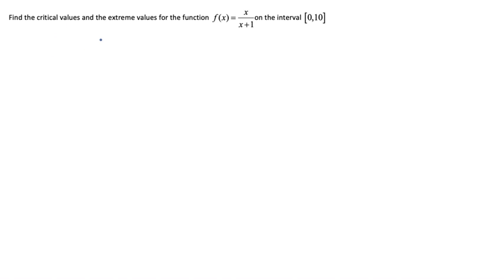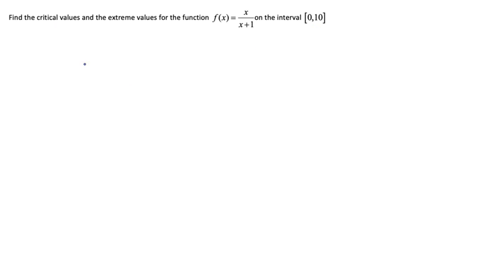Find the critical values and the extreme values for the function f of x equals x over x plus 1 on the interval 0, 10. Alright, so we want to find the critical values, which means we want to take the derivative of this guy, set equal to 0, and solve for x, right? And the extreme values can only occur at a critical value or at one of the endpoints of the interval.